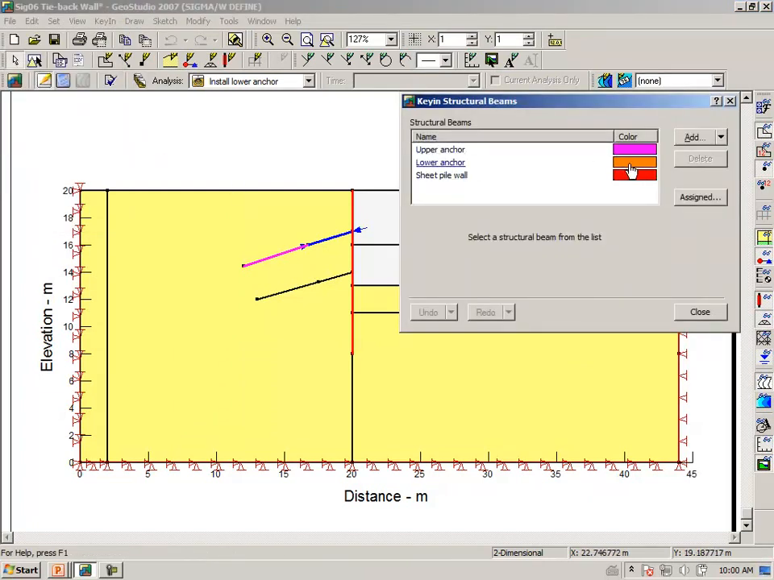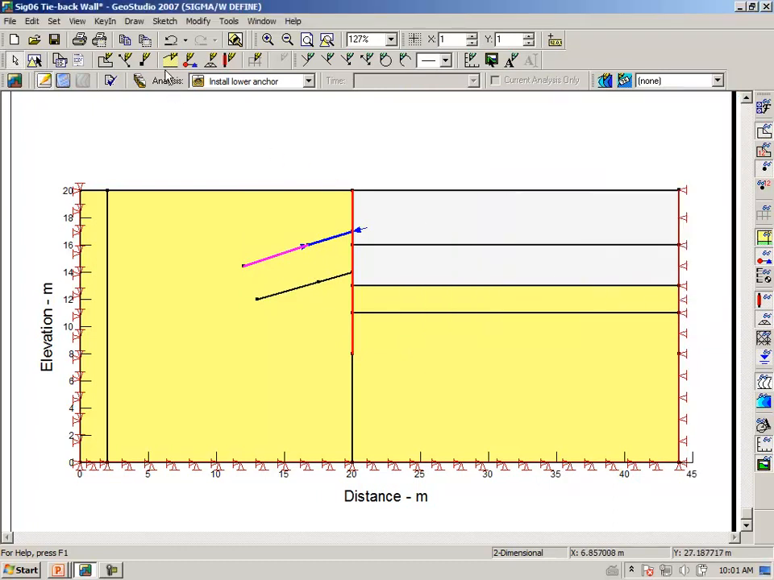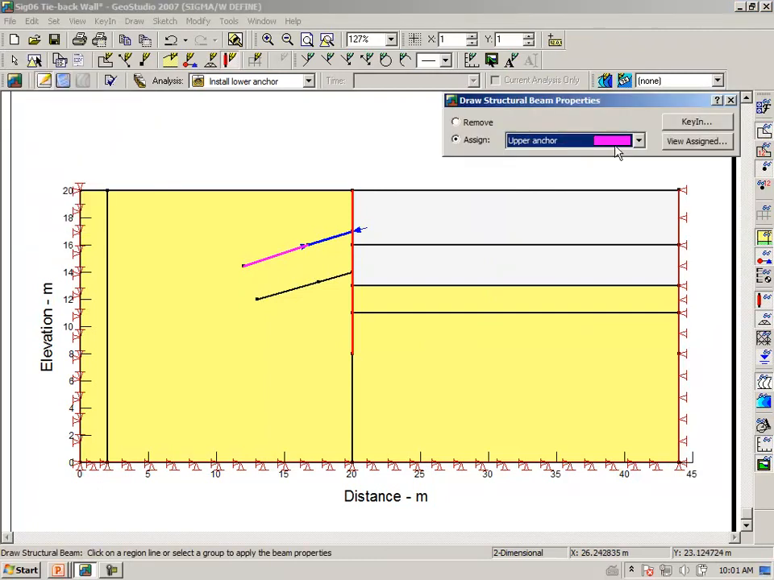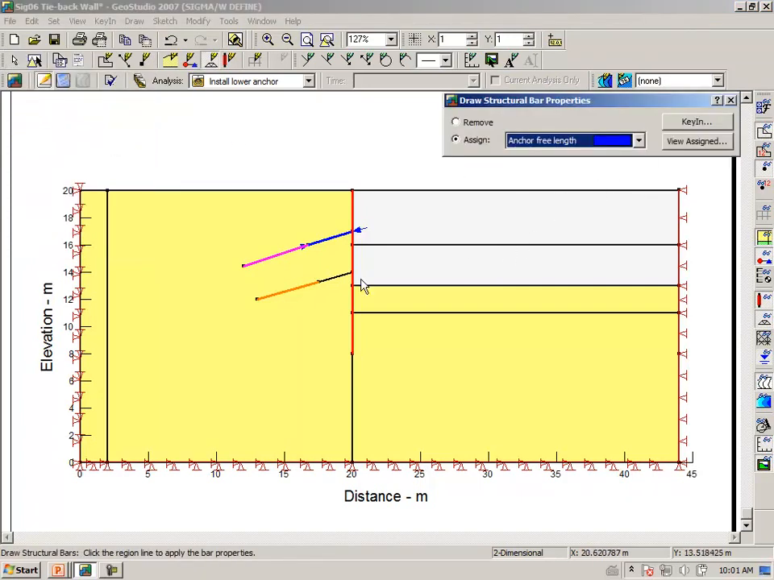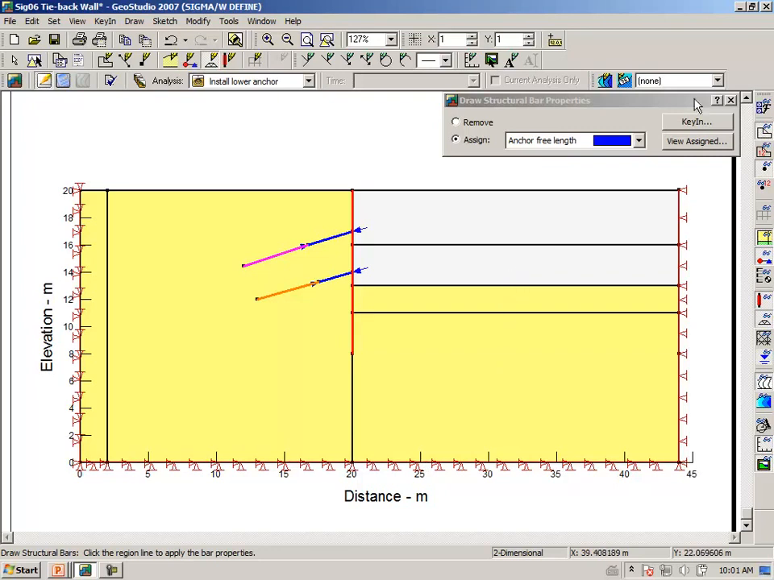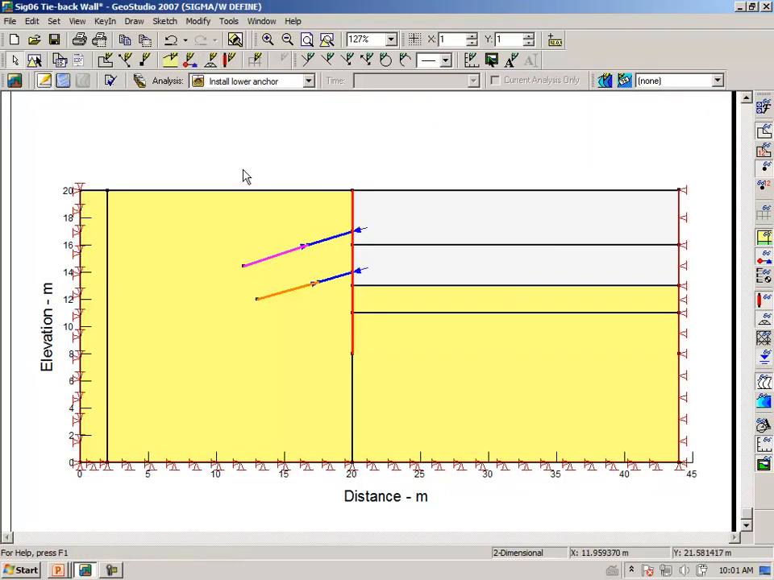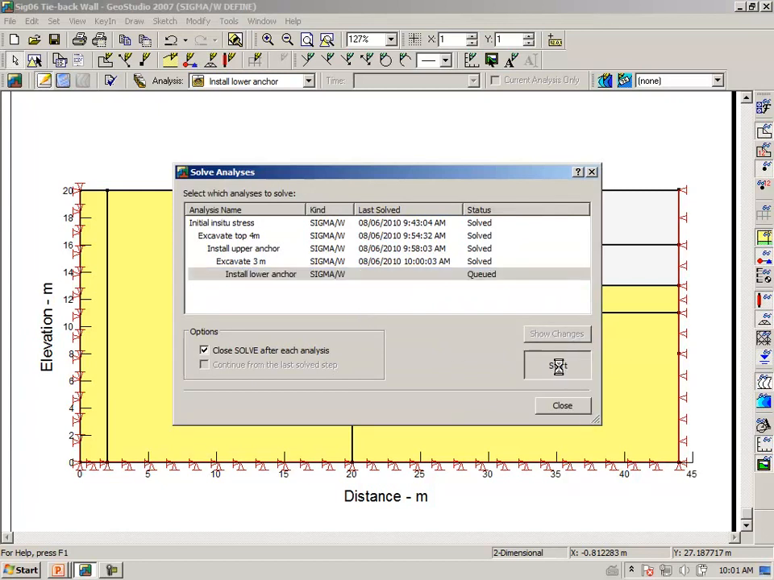Draw structural beams, selecting the lower anchor, bond length. Secondly, draw structural bars, the free length of the lower anchor. Once again, it has a pre-stress of 100 kilonewtons. Having installed and pre-stressed the lower anchor, we can now click on solve and solve for this phase of the construction sequence.